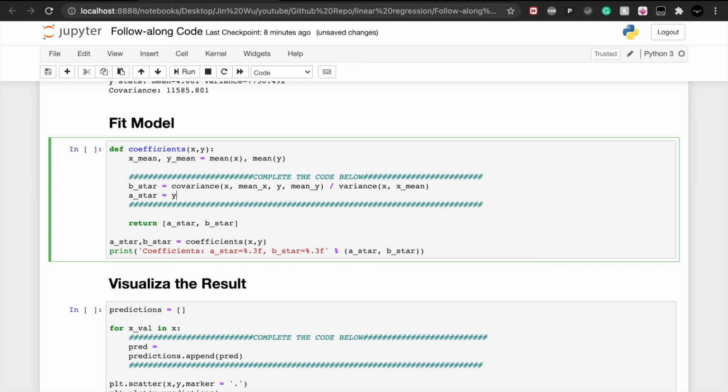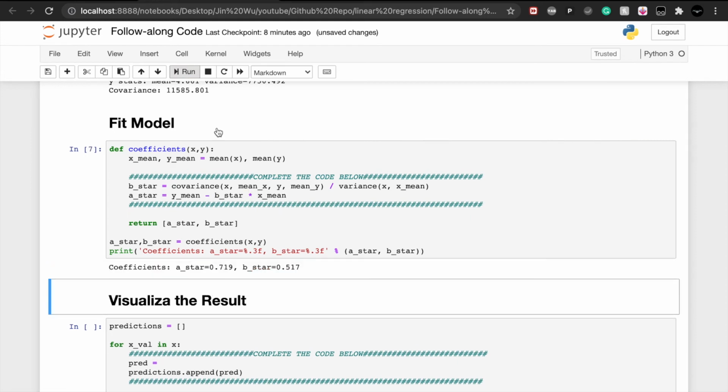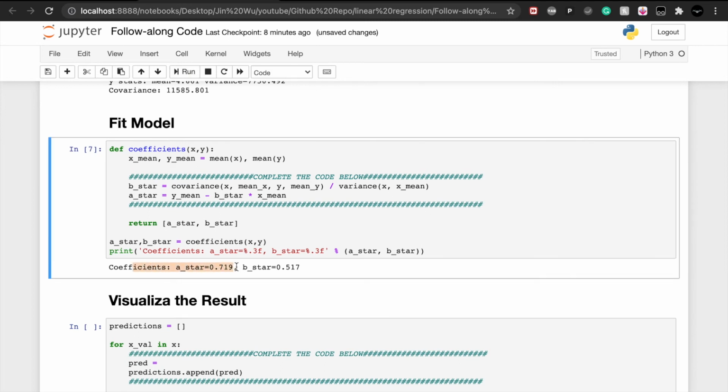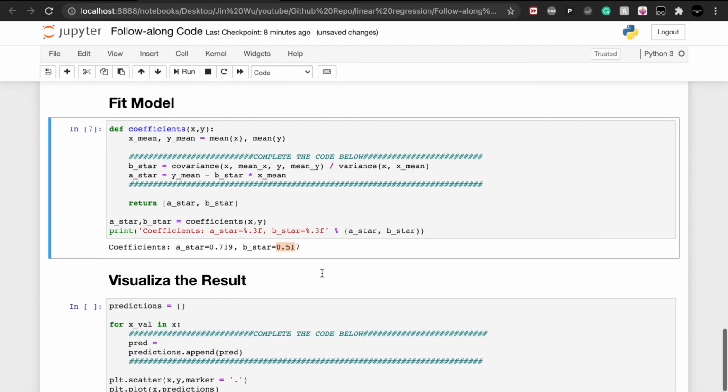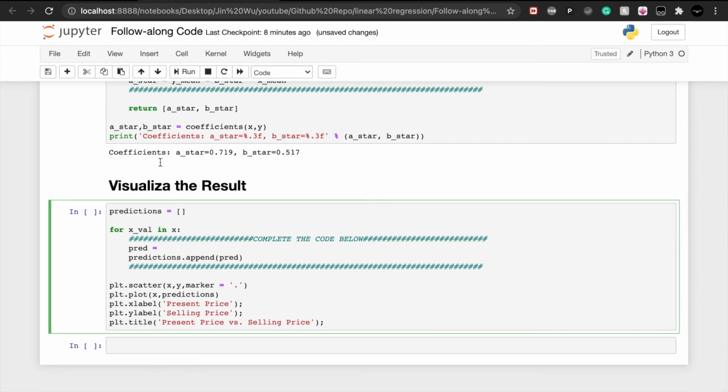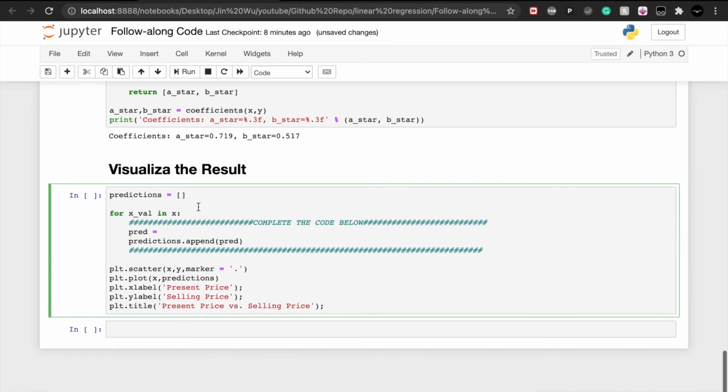For the A star, we take the mean of y, subtract B star times the x mean. Alright, let's run that. It gave us the A star, which is equal to 0.7, and B star is equal to about 0.5. Okay. Alright, next, let's visualize our result.